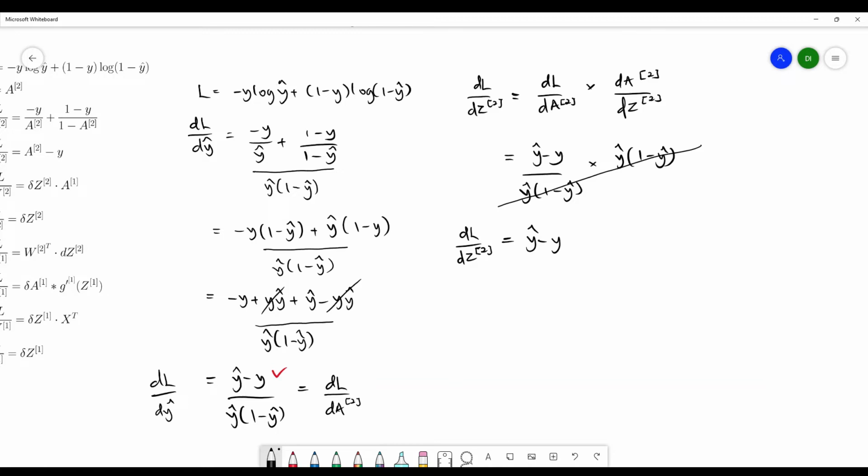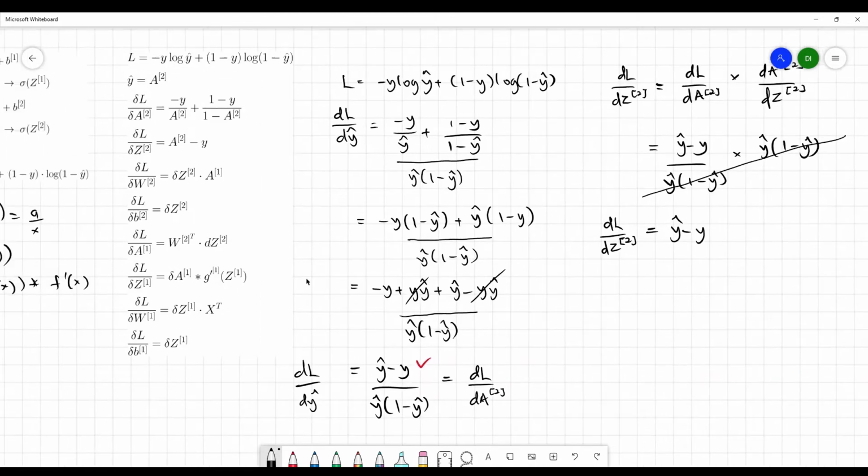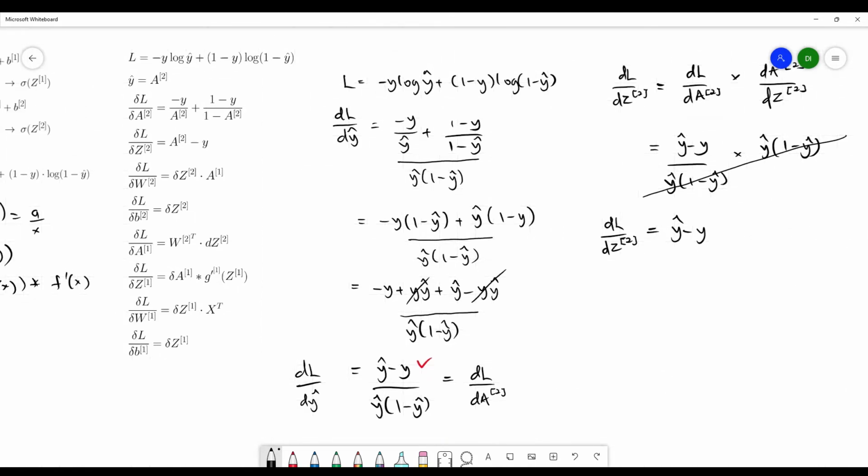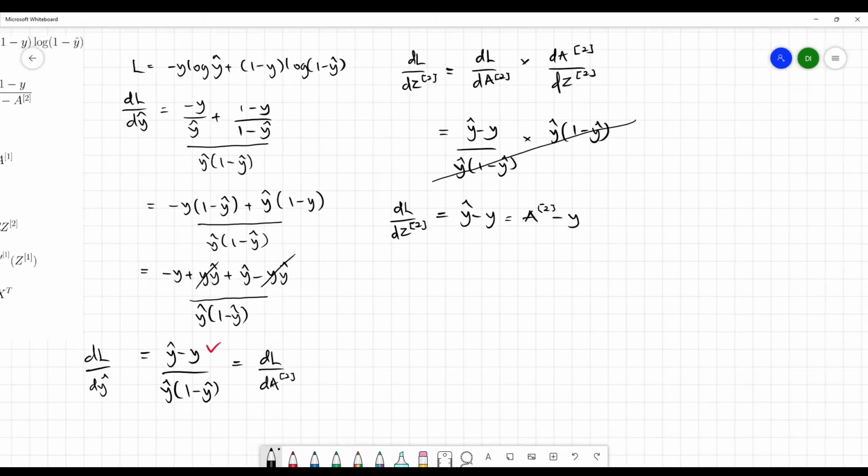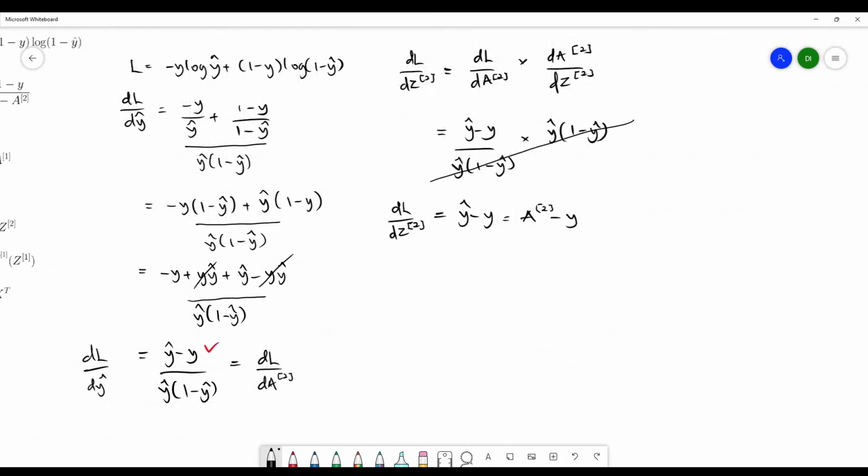All right, looking good so far. And we have that, same thing as, if we want it this way, A2 minus y. It's just our predictions minus the true values. So everything is working out. Then we take our red pen and say check.